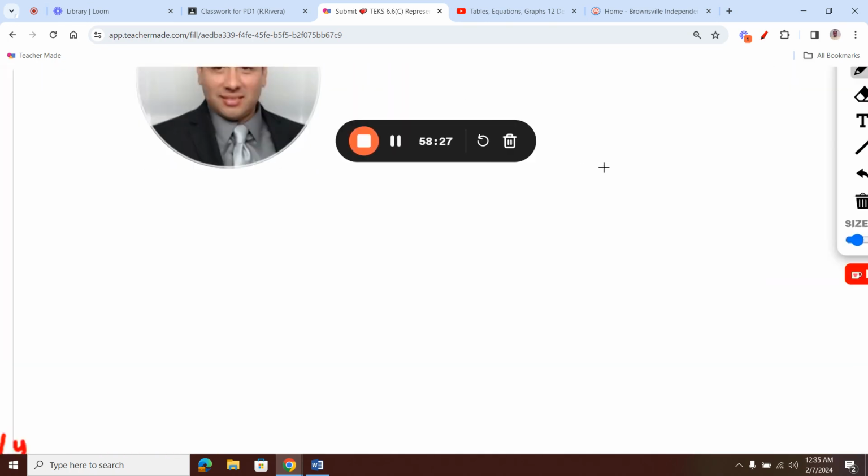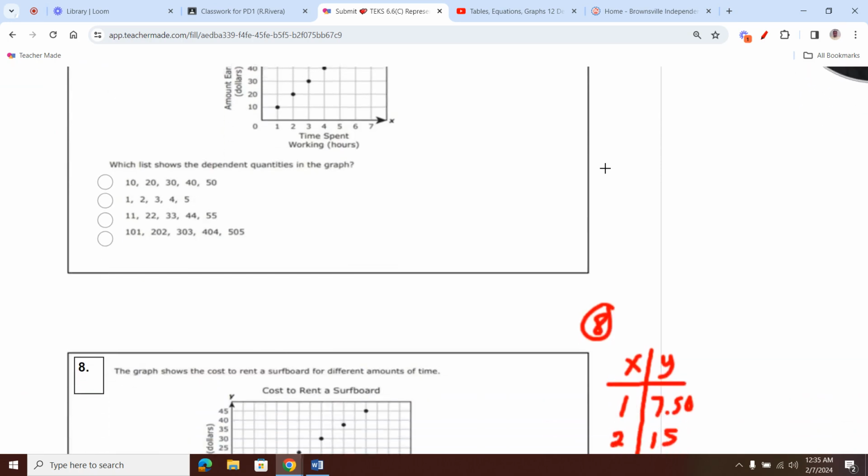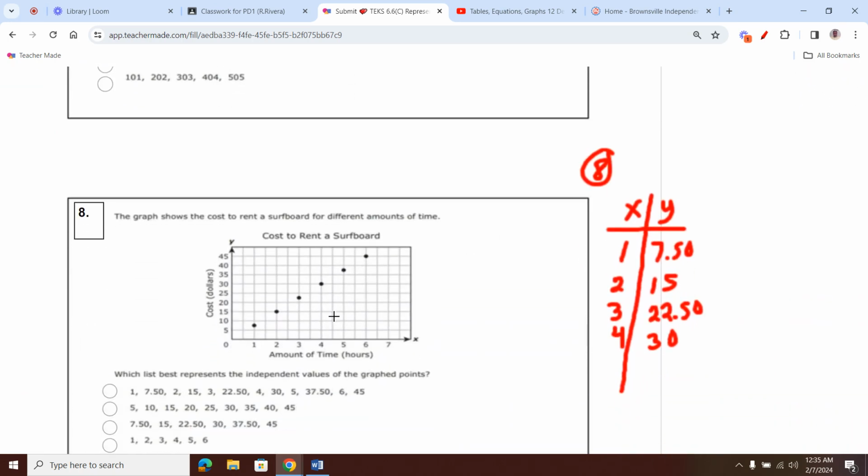Okay. Now 5. And again, it's between 35 and 40. So it would be 37.50. And finally we have 6. And here we have 6 with who? With 45. So there's my table ready.